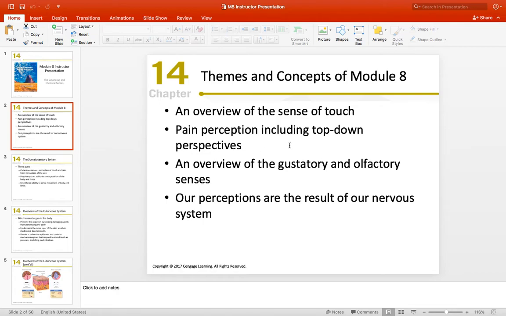But we have the sense of touch, gustatory, and olfactory. Olfactory is the sense of smell, and gustatory is our sense of taste. They haven't gotten quite as much research as vision has gotten. Probably because, I would imagine, for most people, vision is their most important sense, but they're all important. They all tend to work together at any rate. But anyhow, let's go over these themes and concepts.